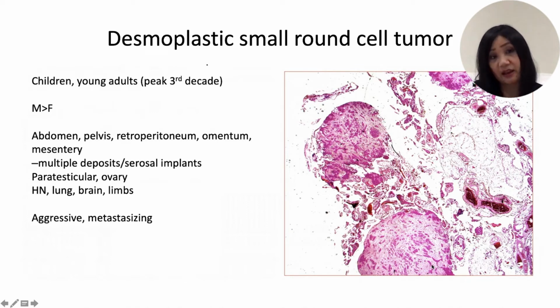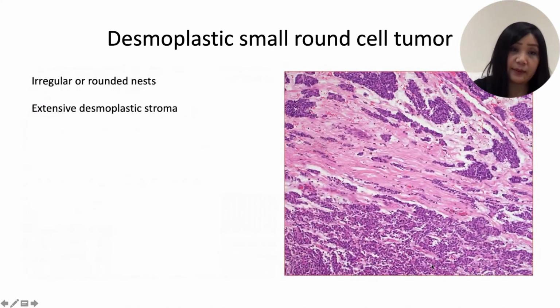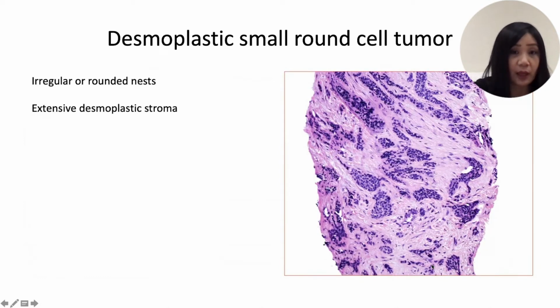More rarely, it can occur as a primary neoplasm in other sites, including paratesticularly, in the ovary, in the head and neck, and the limbs, and also in visceral sites. This is an extremely aggressive malignant neoplasm with a dismal survival, and morphologically, this is composed of these angulated or sometimes more rounded nests of very uniform cells. If we look at the cells, they essentially look like Ewing sarcoma. There's no atypia here. And these are present in extensive desmoplastic stroma, composed of bland fibroblasts or myofibroblasts.